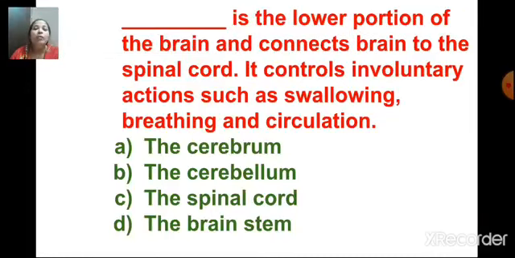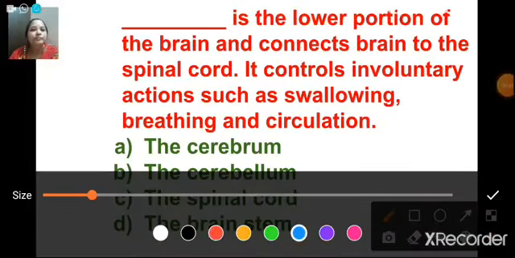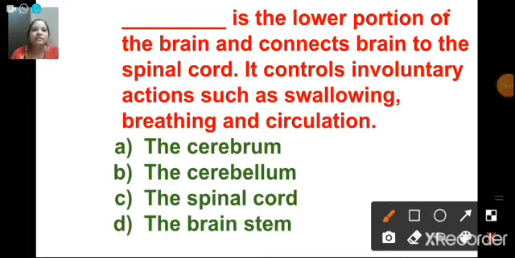Dash is the lower portion of the brain and connects brain to the spinal cord. It controls involuntary actions such as swallowing, breathing and circulation. So, what is the correct answer children? The correct answer is D, the brainstem. The brainstem is below the cerebellum, right? And it connects brain to the spinal cord.